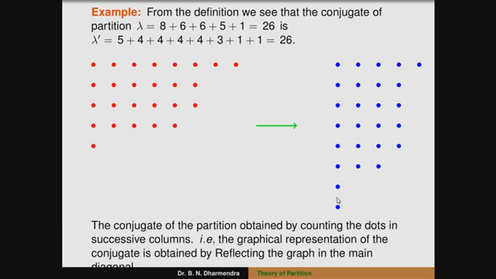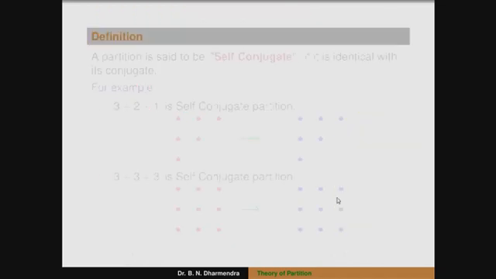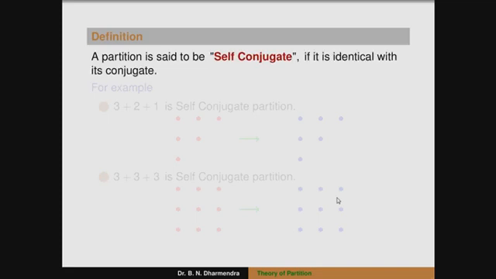You can observe the next definition, that is self conjugate. A partition is said to be self conjugate if it is identical with its conjugate. When I interchange the rows into columns, again it should give the same values. For example, suppose n is equal to 6. So 6 can be written as 3 plus 2 plus 1.